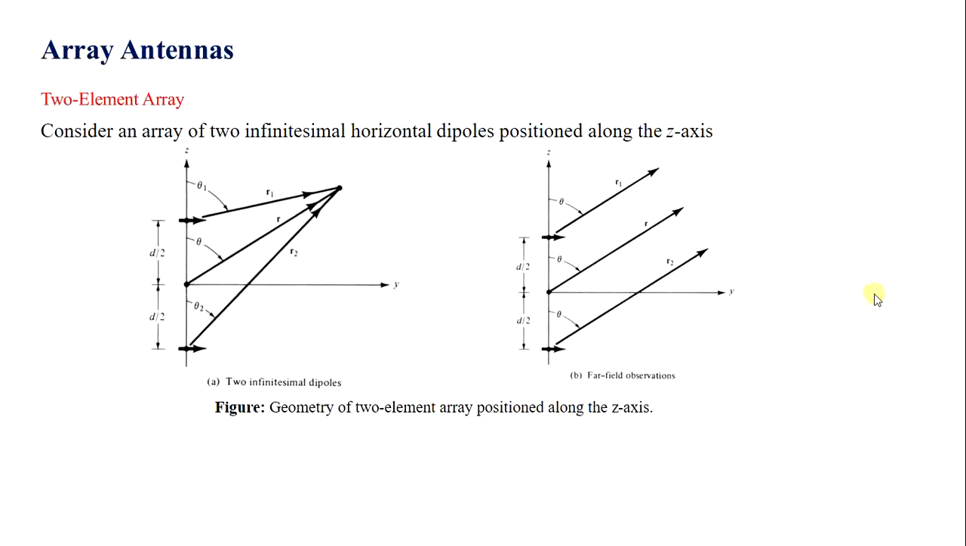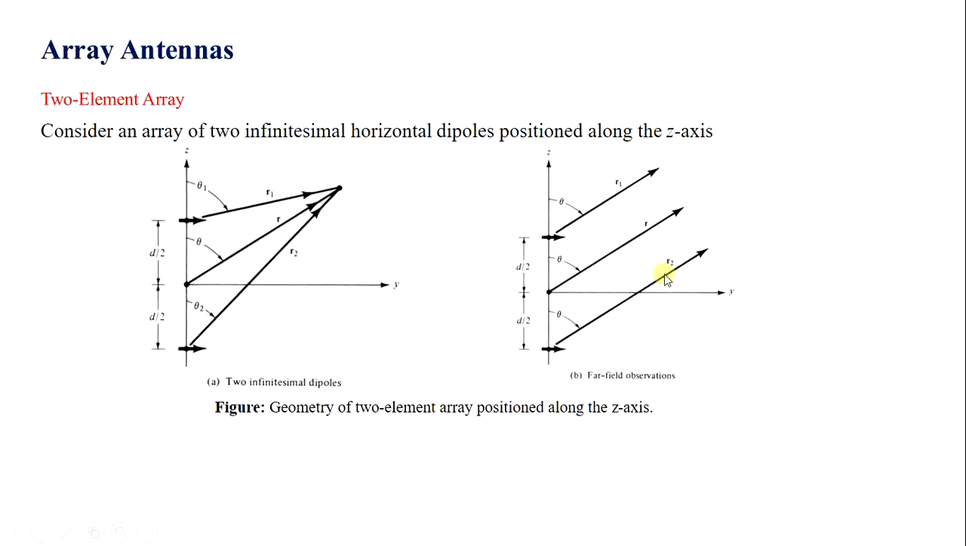So now moving on to the analysis of a two element array. For that we will consider an array of two infinitesimal horizontal dipole antennas positioned along the z axis. You can see over here, this is the first element, this is the second element, and this is the center point. So there are two elements which are spaced apart from each other by the distance d.